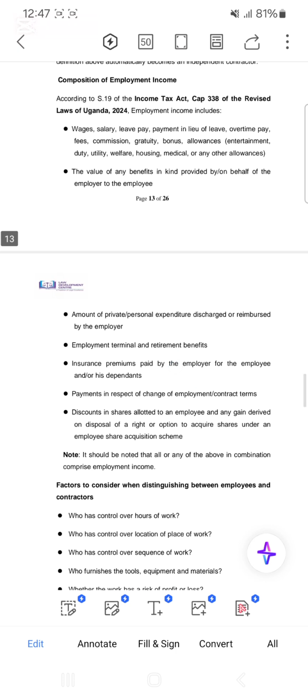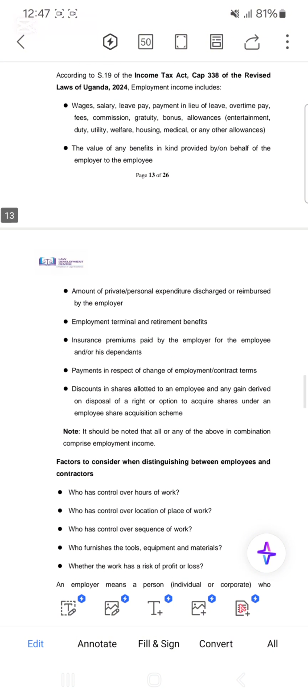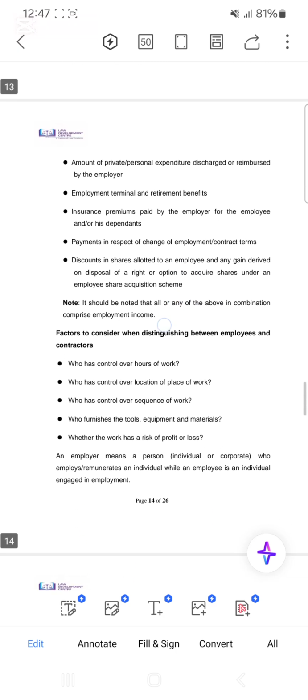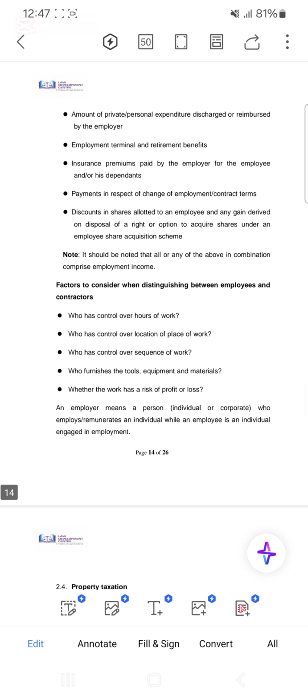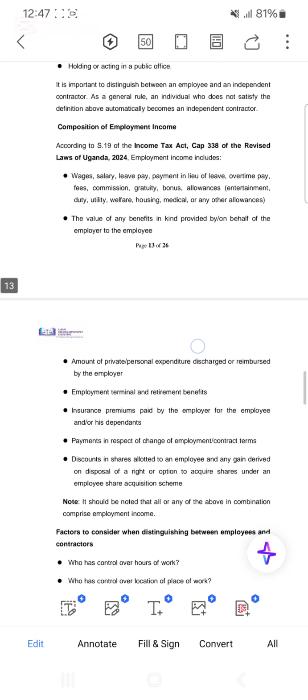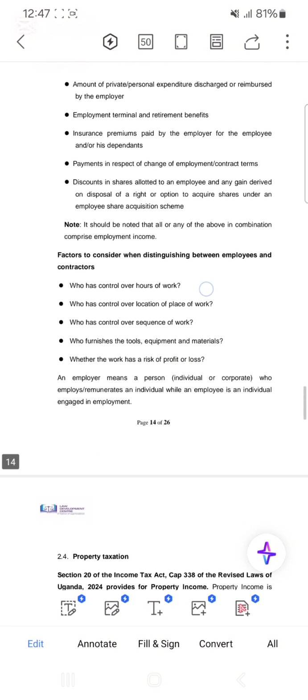Composition of employment income, Section 19. I think this was of the revised laws. Wages, salaries, leave pay, payment in lieu, the value of any benefits in kind, amount of private employment, terminal insurance premiums, payment, and discounts. So this all include employment income.